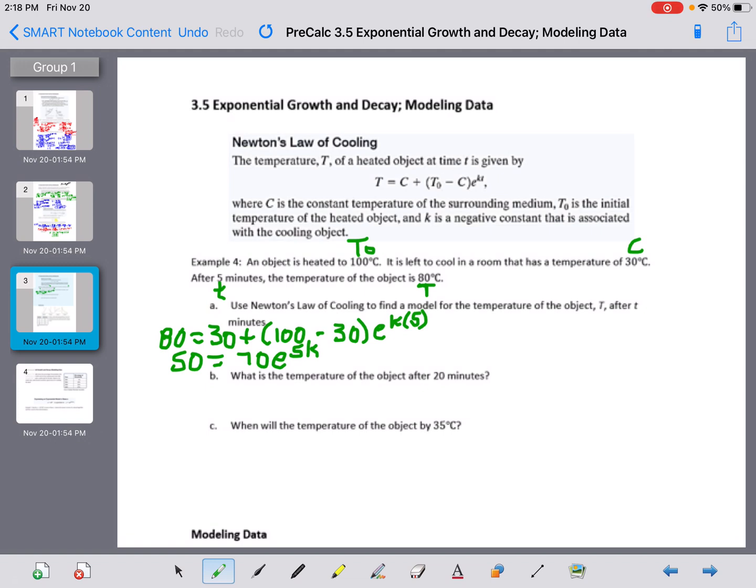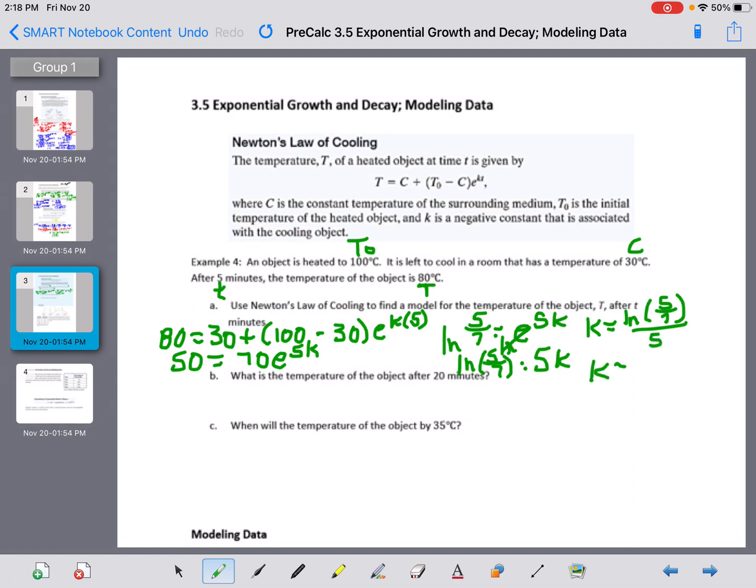Okay, remember, we get our exponential term by itself. So we divide by 70, and are you okay simplifying to 5 over 7 right away? 5 over 7 equals e to the 5k. Remember, that's 50 divided by 70. I reduced them both by 10, and that's where I'm at. Now that I have my term all by itself, I can take the natural log of both sides. So I get the natural log of 5 over 7 equals 5k. So k is going to be the natural log of 5 over 7 divided by 5.